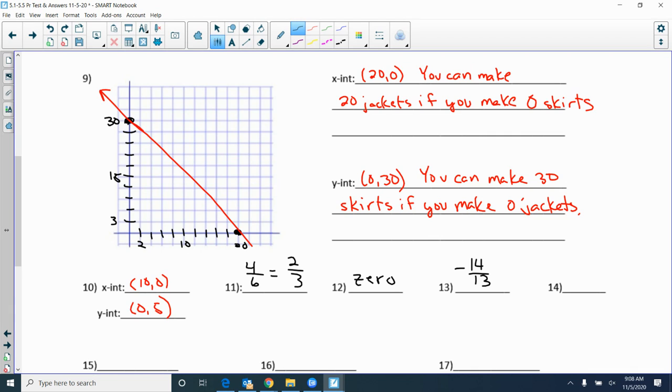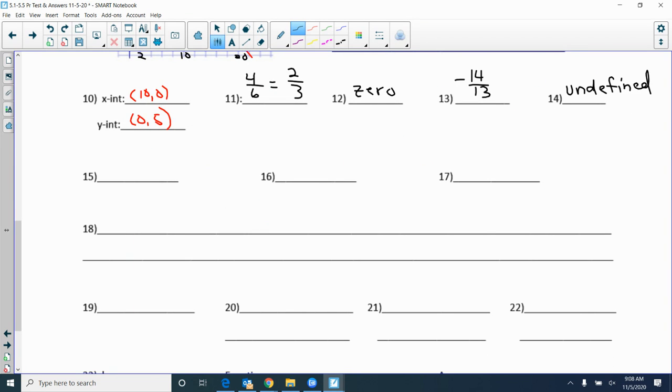All right, now 14. Make sure you spell this correctly. Christian? Undefined. Undefined. UNDEFINED. 15, 16, and 17 are just finding the slopes of individual points.